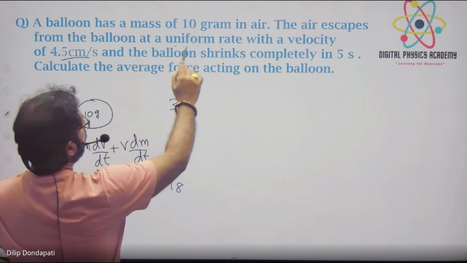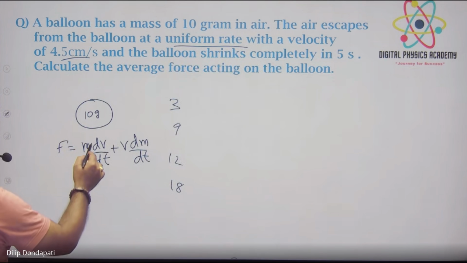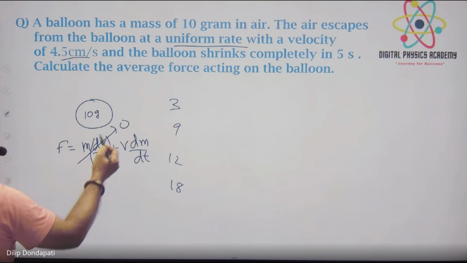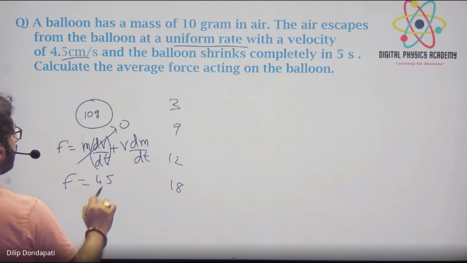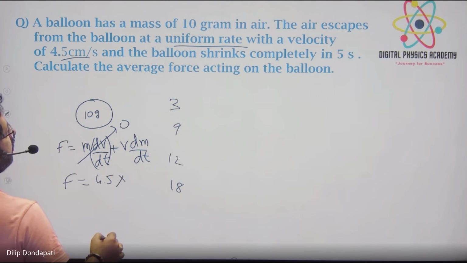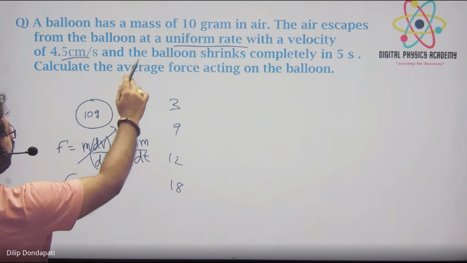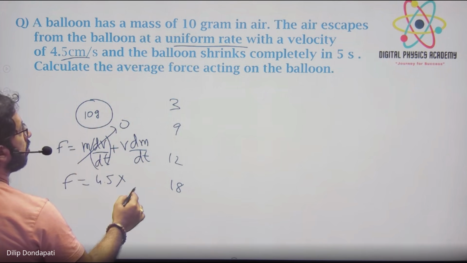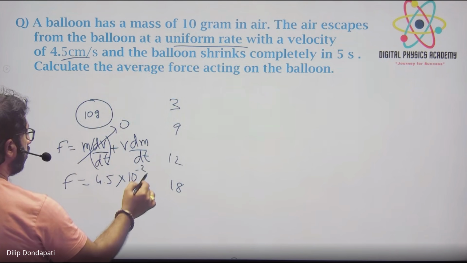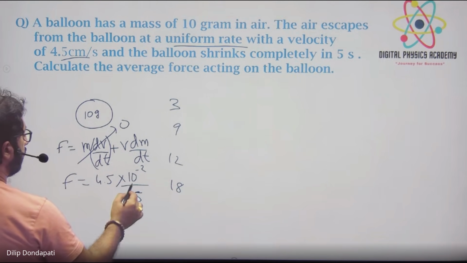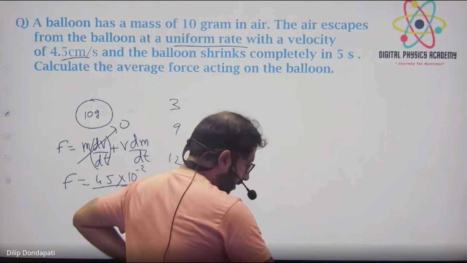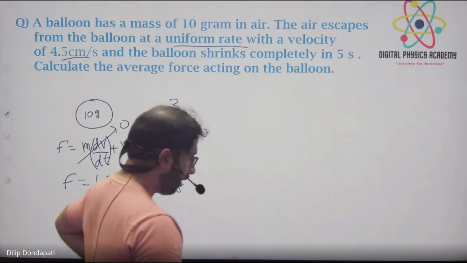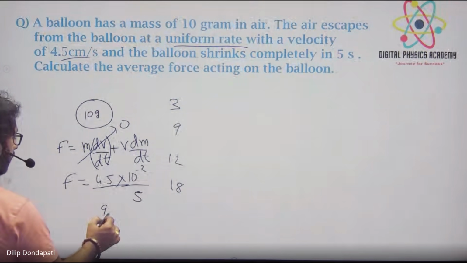Yes, sir, but dv by dt is 0. Because he told that the balloon is going at a uniform rate with velocity this much, right? So the change in velocity is 0. A 0 हो जाएगा. So directly v into dm by dt. Velocity कितना है? 4.5 centimeter per second into dm by dt. कितना है? dm by dt is 10 into 10 power minus 2 by time, which is 5 seconds. Right? कितना होगा आंसर? 9 dynes आएगा.